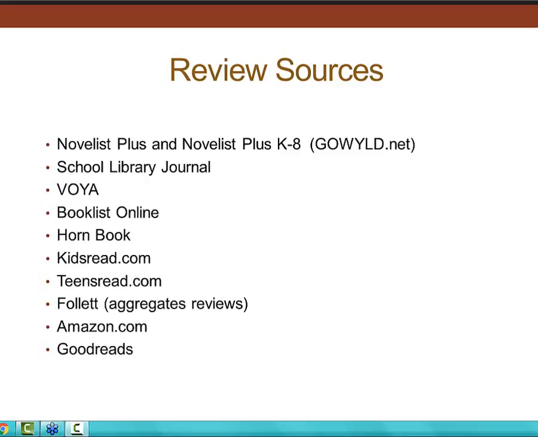Teensread.com is a subsidiary of that same web publisher, web source, and they do the older books for kids. They also have some reliable reviews. Follett, if you use Follett, they offer reviews for their books. They aggregate the reviews from Kirkus, Hornbook, School Library Journal, and so you can access the reviews through Follett as well. And again, Amazon and Goodreads, which you want to be critical and thoughtful when you're reading those reviews. But those are just some of the myriad review sources that are out there.